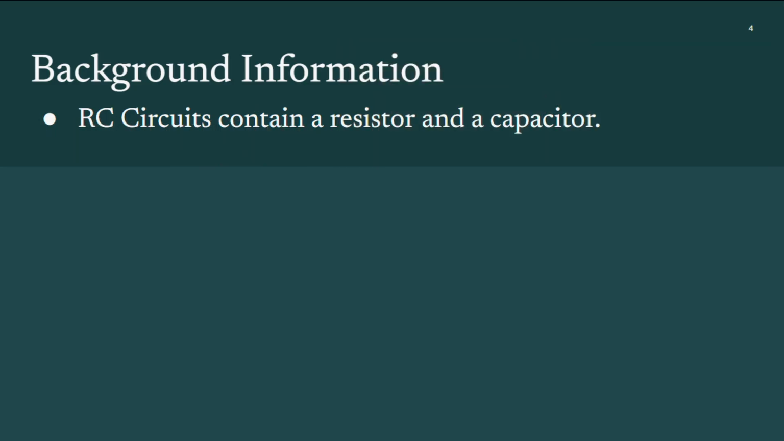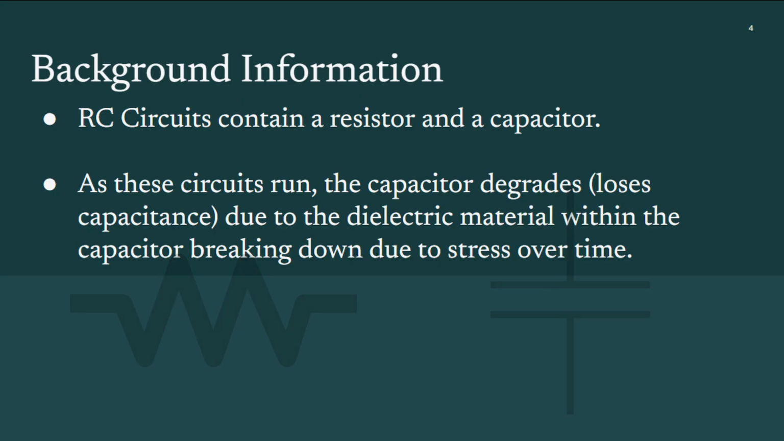Now, it's important to begin with some background info. First of all, an RC circuit is simply a circuit containing a resistor and a capacitor. And within these capacitors of the RC circuit lies a dielectric material placed inside the capacitor to increase capacitance. As the circuit runs over time and continues filling up the capacitor, these dielectric materials break down due to stress, whether it be electrical, thermal, or from other sources, spiking the resistance and lowering the capacitance.